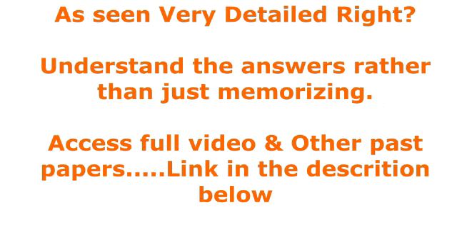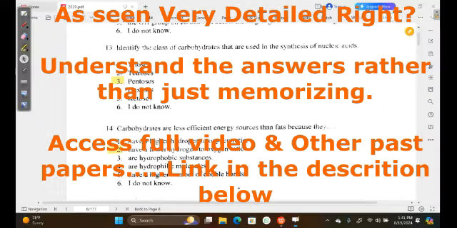Let's now have a look at question number 13. Question 13 is saying, identify the class of carbohydrates that are used in synthesis of nucleic acids. So we know that we have two forms of nucleic acids. We have our DNA and we have our RNA.